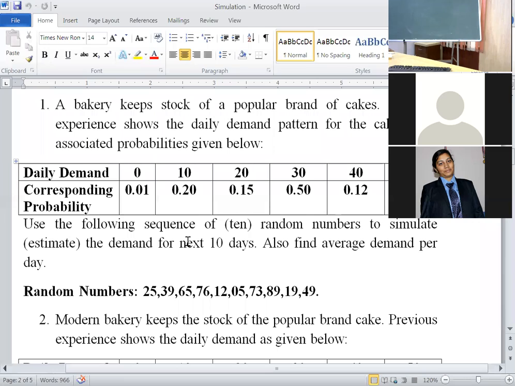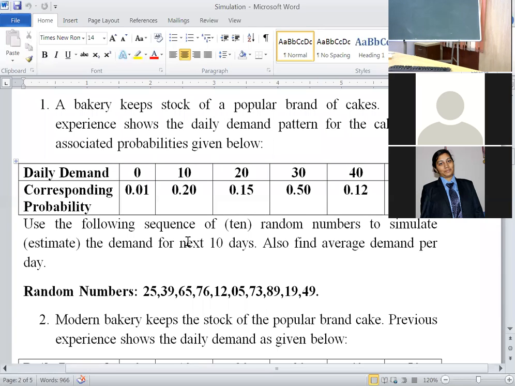Yes, ma'am. Okay. Listen, we have taken random numbers here. Random numbers are based on Tippett's table. It comes under sampling theory. Whatever random numbers you have in this problem, I have highlighted them. This is based on Tippett's table.